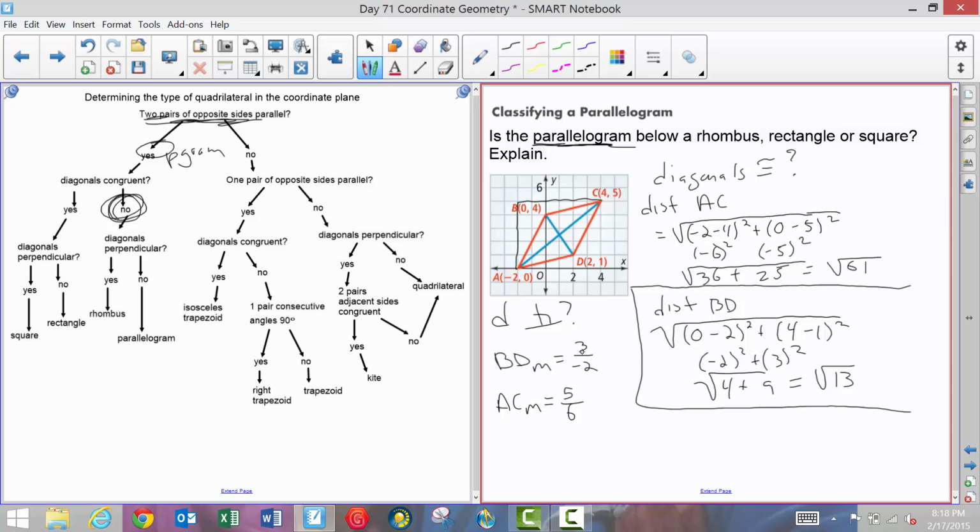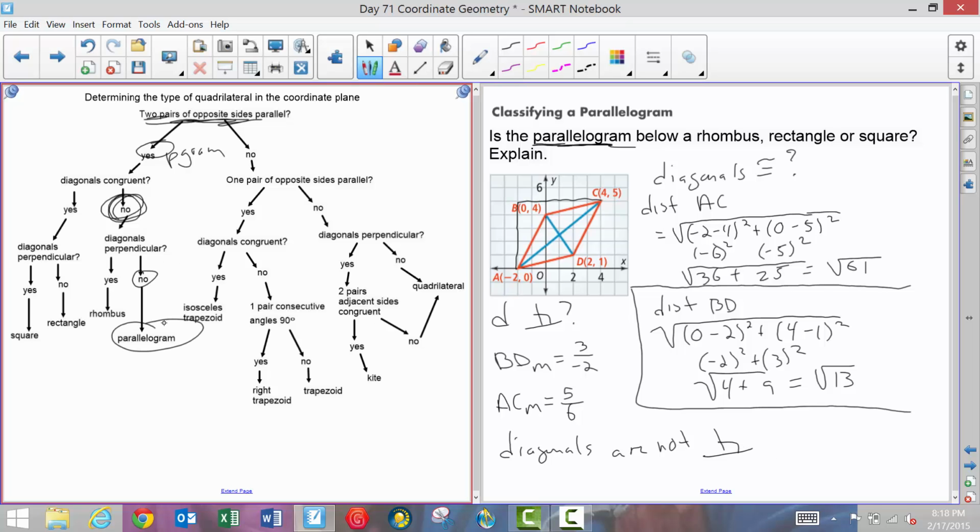Notice that these slopes are not opposite reciprocals of one another, and these slopes don't multiply to negative 1. So my diagonals are not perpendicular. So what is this? It's a parallelogram. So this is neither a rhombus, rectangle, or square. It's a p-gram, parallelogram. So my shape is a p-gram.